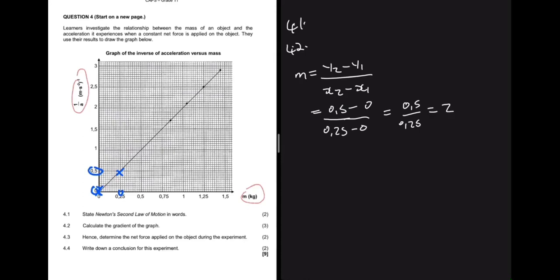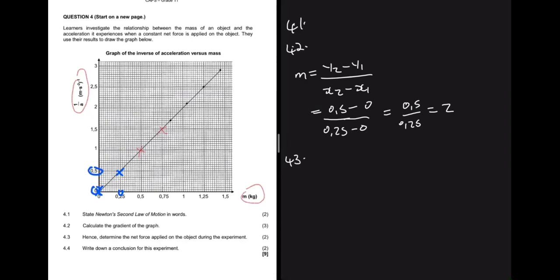So if you take any other points, you're supposed to get the same thing. Let's say, for instance, you take this point here and this point. When you calculate the gradient, you will get the same exact thing. So it's just 3 free marks. And then let's do 4.3.